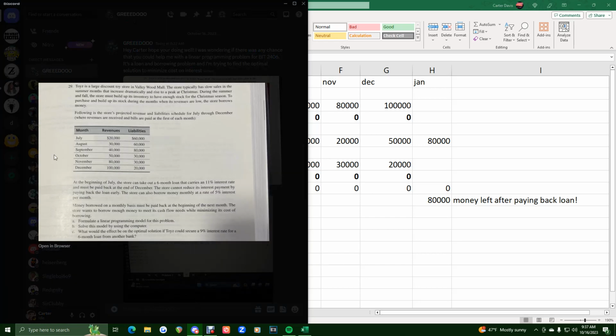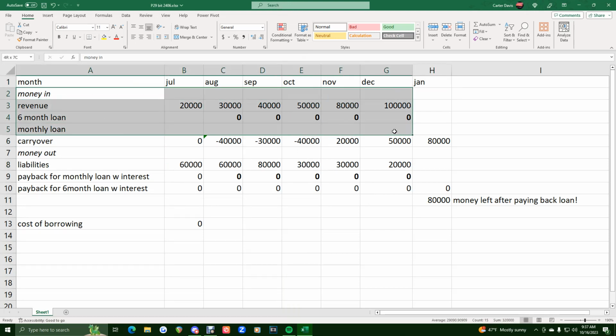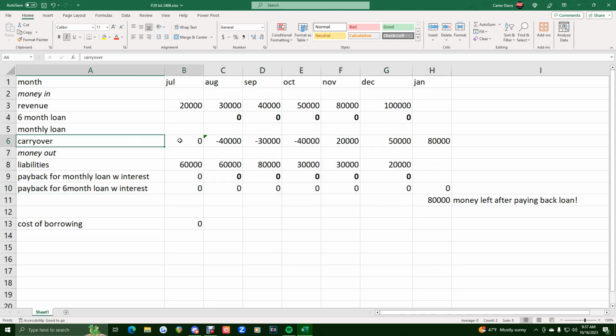All right, so we're checking out this problem here with the revenues and liabilities for this toy store. I've labeled the months. I've broken it up into the money coming in each month and the money going out each month. And then the carryover, which is basically the difference between the money coming in and the money going out.